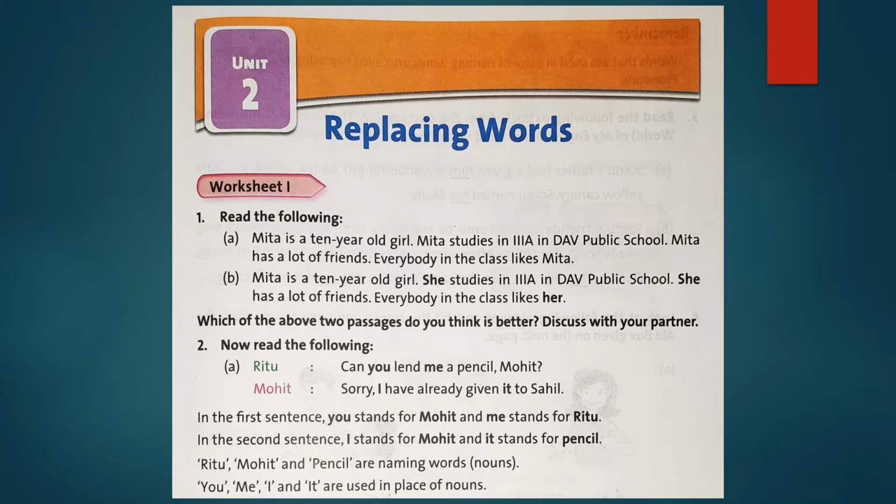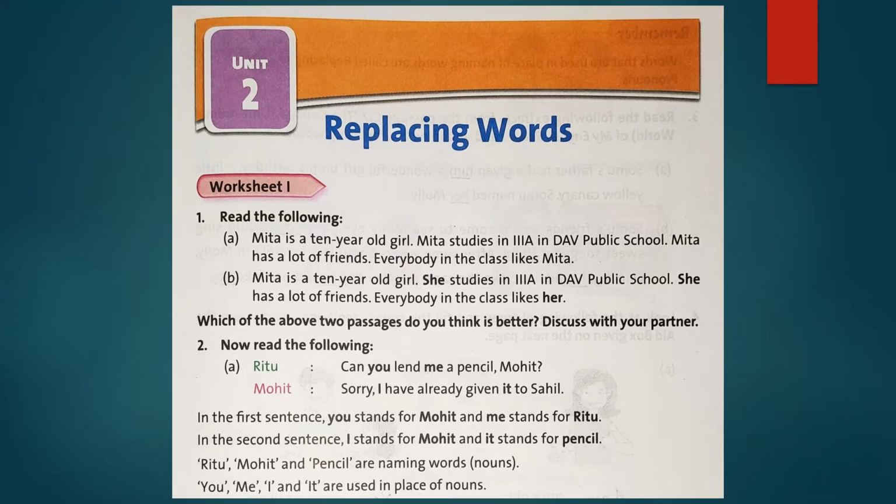Discuss with your partner. Ritu: Can you lend me a pencil, Mohit? Mohit: Sorry, I have already given it to Sahil. So here, instead of pencil, it is written in the second sentence as it. So what is the replacing word here? It is written instead of pencil, which is a noun.